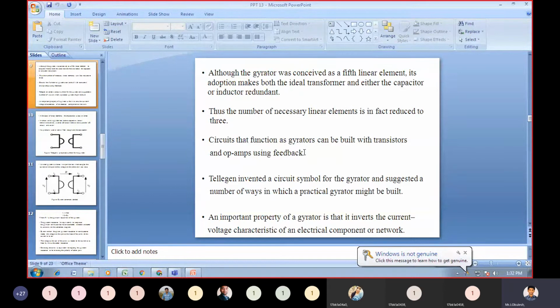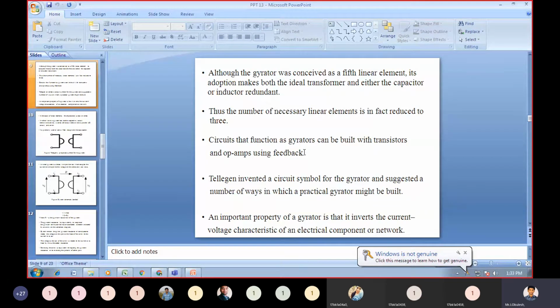The circuits that function as gyrators can be built with transistors and op-amps using feedback. So how to design your gyrator circuits means with the help of transistors and op-amps using a feedback network. And Tellegen invented a circuit symbol for the gyrator. You saw already; one more circuit will be there.